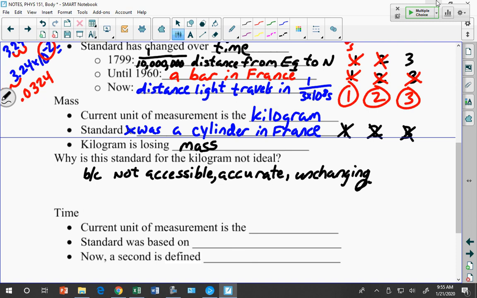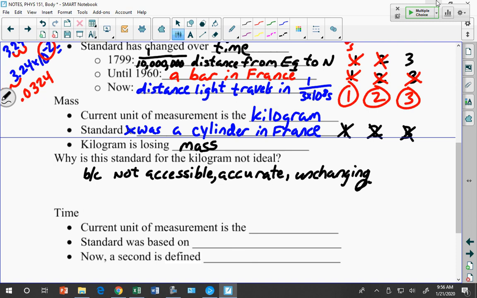It was sort of a balance, like you think of Lady Justice holding the balance, right? It was a balance that converted the mass of the current kilogram standard, that cylinder in France, to an electrical signal. And it based the mass of that kilogram on this electrical signal, on a constant called Planck's constant.